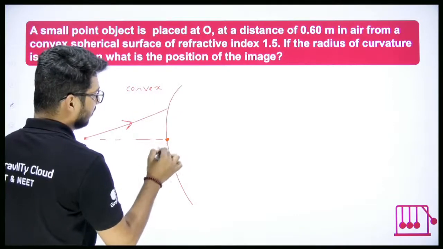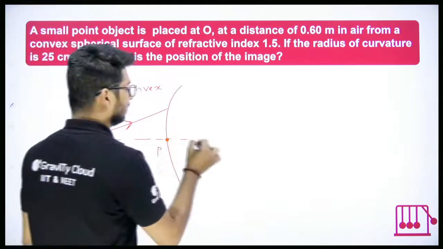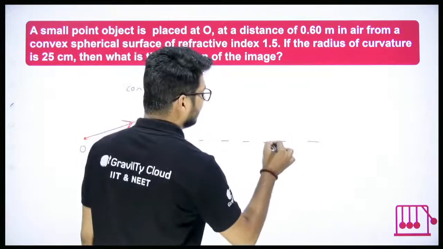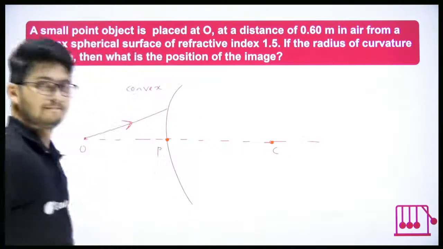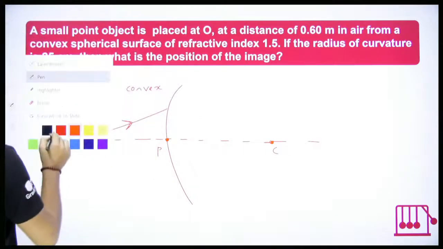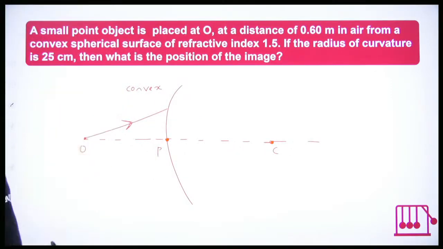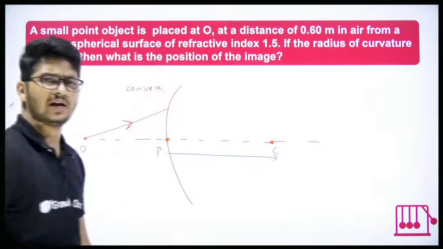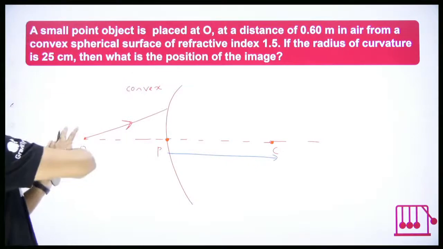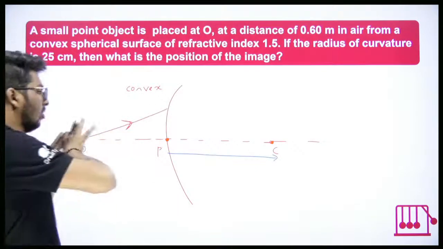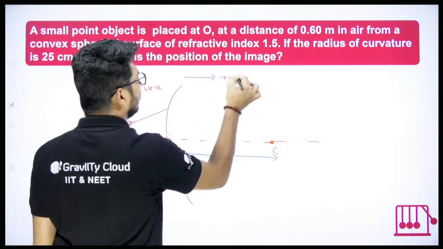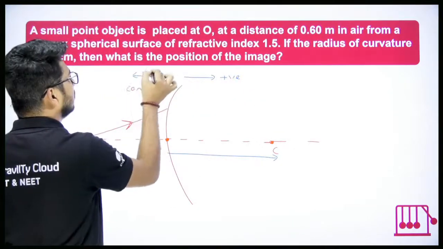This is the pole. If this is a surface, the center will be somewhere here. Now the radius will be from pole to center. Is it positive or negative? For that, look at the direction of the incident ray. It is towards right in general. So towards right is positive and towards left is negative.